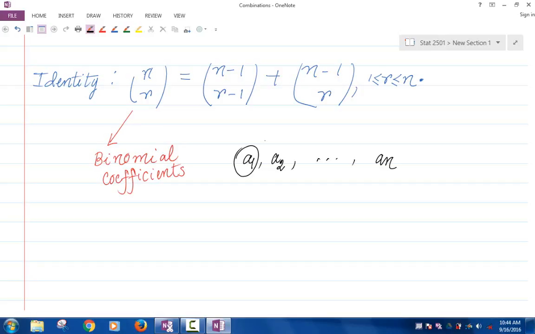How about the other one? Well, that's counting the number of subgroups that do not contain A1. How would you count the number of subgroups of size r that do not contain A1? Well, A1 is not going to be in your subgroup, so get rid of it from your list. How many do you have left? n minus 1. From n minus 1, you want to pick r elements, so n minus 1 choose r is exactly the number of subgroups of r elements that do not contain A1. Is that making sense? Okay, so that's the proof of the identity.